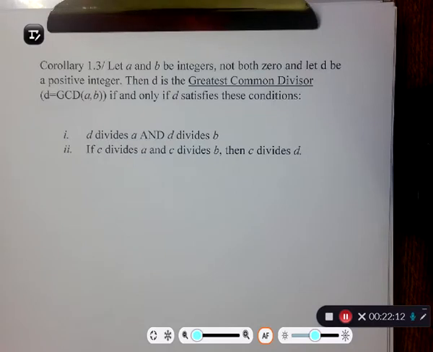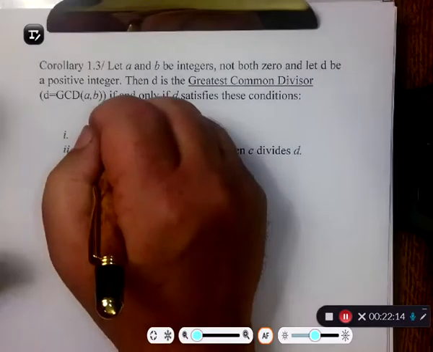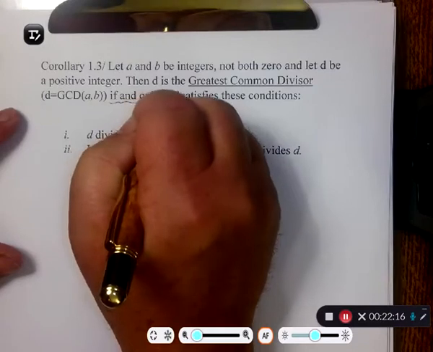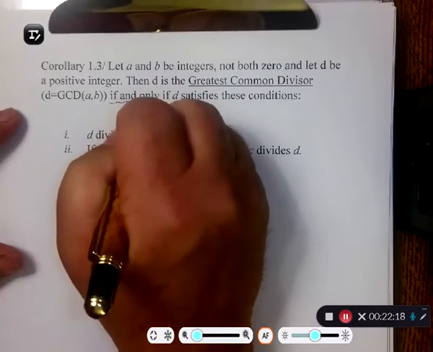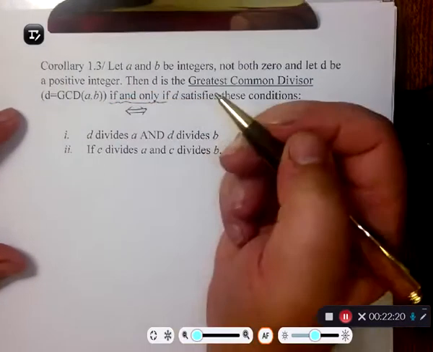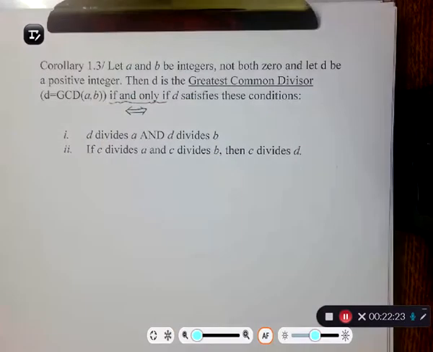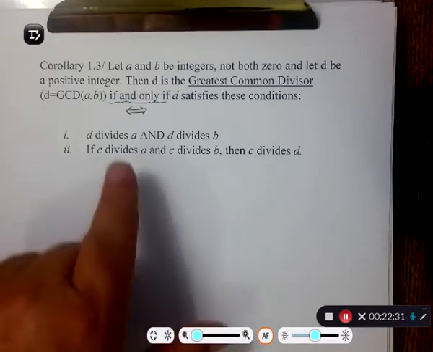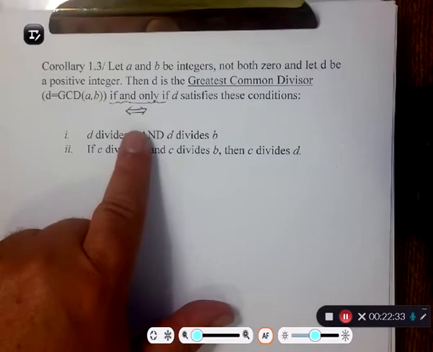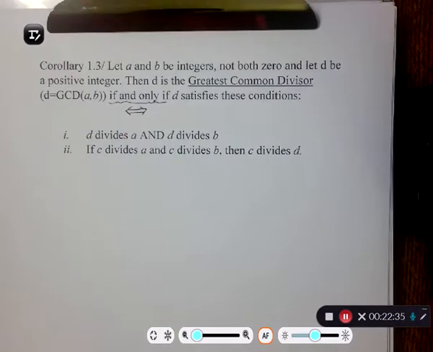So, if and only if. When you see that, its typical mathematical symbol is a two-way implication. Now remember, we're not going to use a bunch of symbols, especially in the first part of the class. As we move on, we'll start using more symbols within our theorems and proofs. But if and only if actually means a double implication here, which means this.